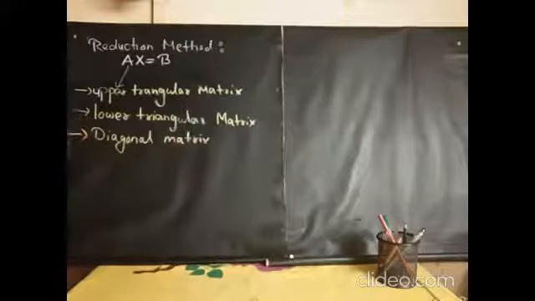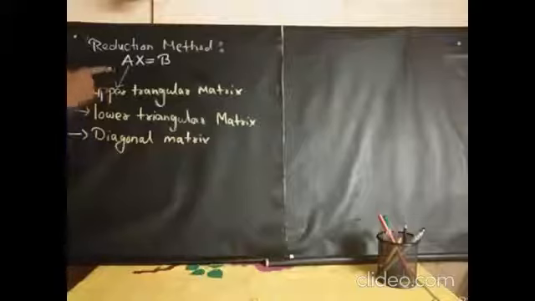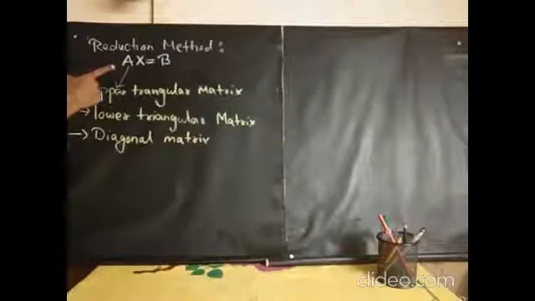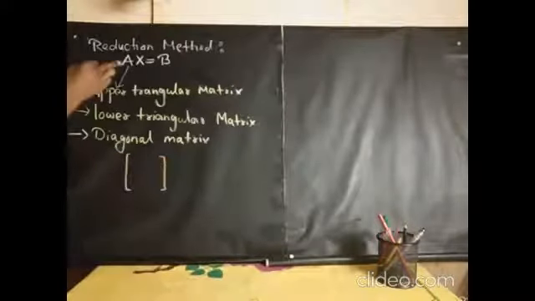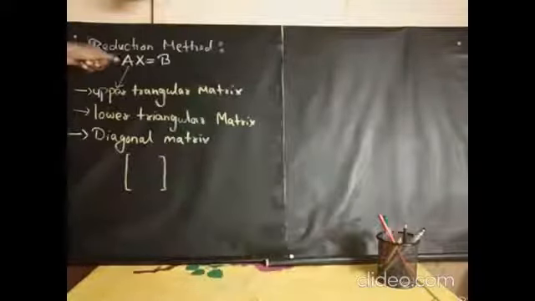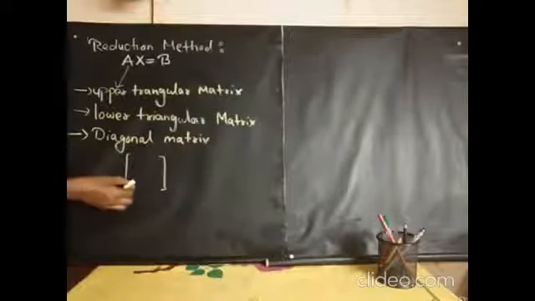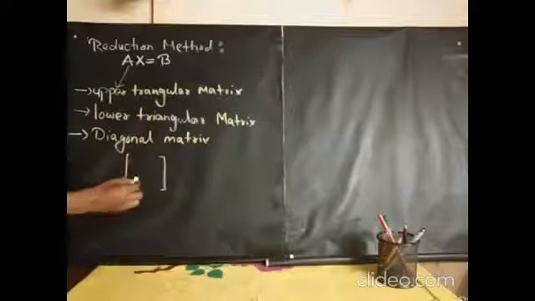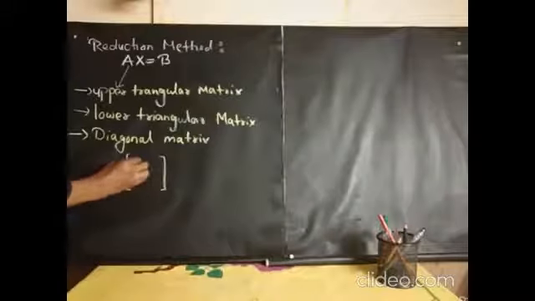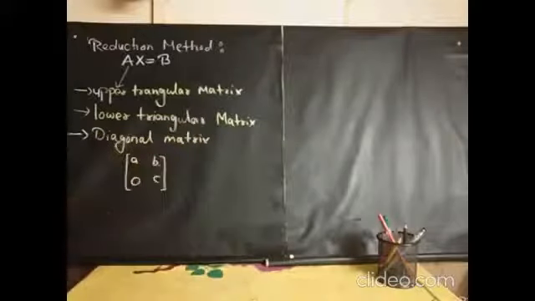Okay, children, when you convert this matrix A into an upper triangular matrix, suppose I am taking a matrix of order 2 by 2. Upper triangular means the elements below the principal diagonal should be 0. We should get 0 over here, and you will get some element over here. Suppose I am writing A, B, C. After converting to upper triangular, you will get a matrix of this form.